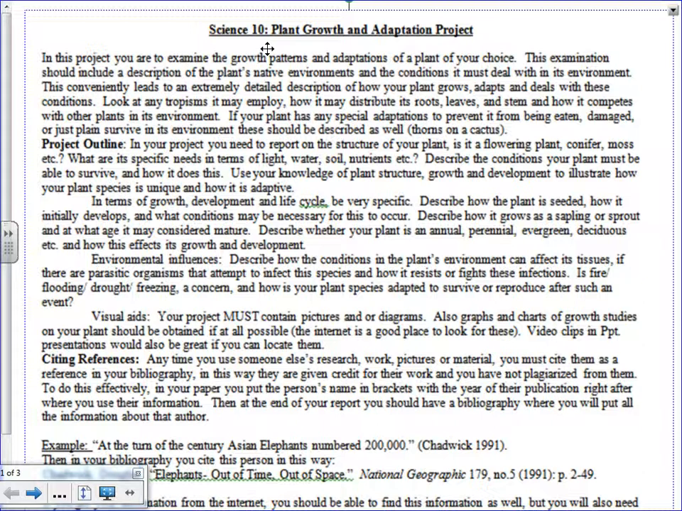All right, then you can go on to talking about how the plant itself adapts and deals with those particular conditions. So it'll include a plant's description of native environment, conditions it has to deal with, and that'll lead to a detailed description of how your plant grows, adapts, and deals with those conditions. Look at any tropisms it may employ. Okay, if your plant is a crawler, well then it's stigmotropism, and you'll need to talk a little bit about that. Obviously, most plants will exhibit geo and phototropism to some extent. Just talk about them briefly, how it does that.